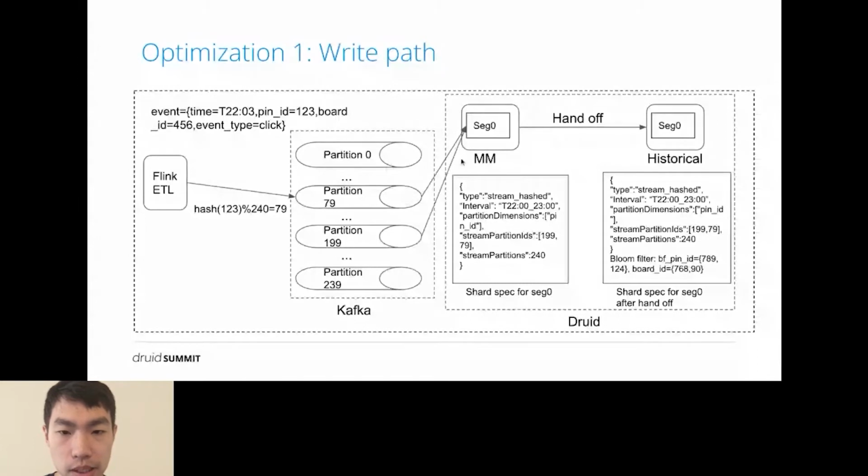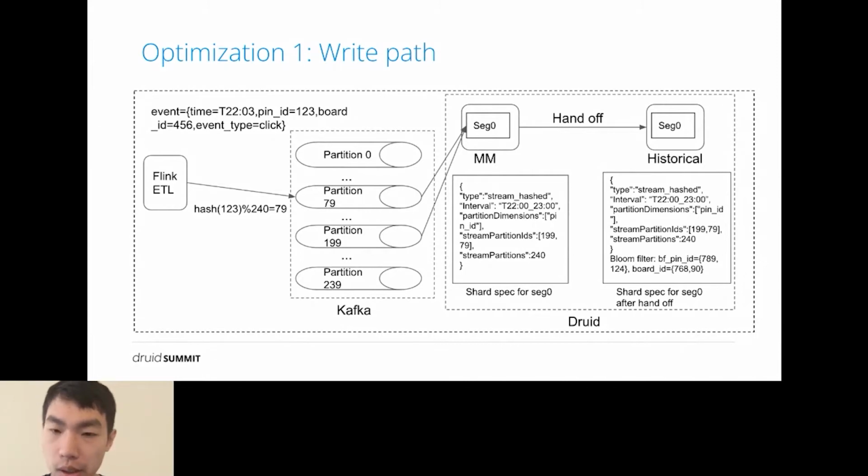On the Druid side, let's say we have 120 tasks, so the 240 Kafka partitions will be distributed evenly to the 120 tasks. One task will be responsible for two of the partitions. Let's say in this case, partition 79 and partition 199 go to segment 0. On segment 0's shard spec, which is basically metadata of what's in this segment, we see that the interval is hour 22, and the partition dimension is ping ID. We also record information such as string partition IDs, which in this case are Kafka partition 199 and Kafka partition 79. We also record the total number of Kafka partitions, which is 240. This is the metadata info for segment 0.